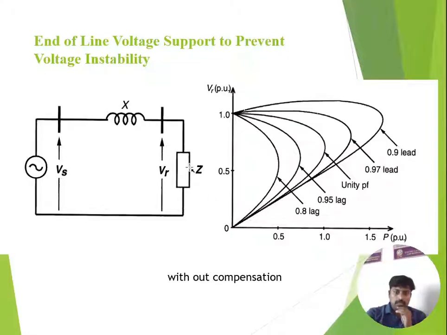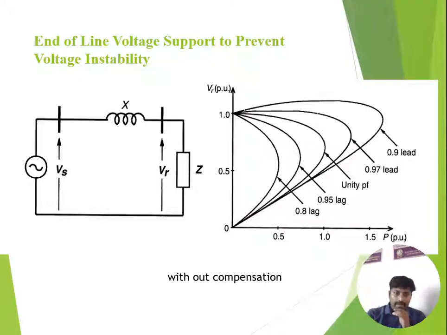So here no compensation is there. This is represented as the load. In this voltage versus power characteristic, based on the power factor, the per unit value of the receiving end voltage changes. If it is a lagging power factor, the receiving end voltage value decreases. If it is a leading power factor, it crosses the rated voltage. So that means the voltage is unstable here without compensation.